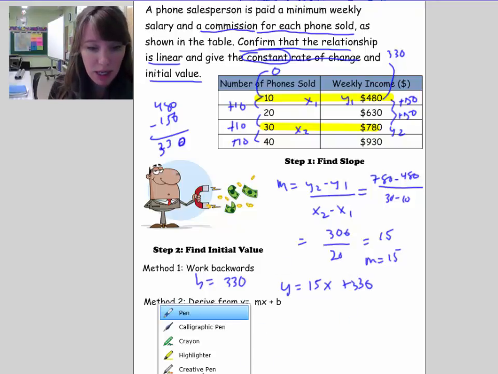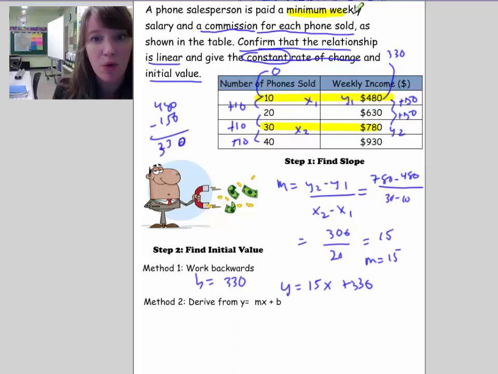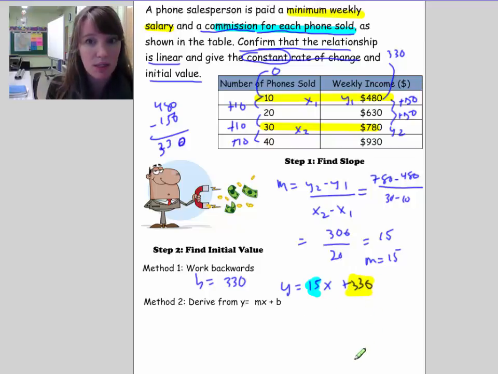So from here we can actually pick out his minimum weekly salary, right? His minimum weekly salary is the initial value. Before he sells any phones, he gets $330, right? And then his commission for each phone, we can pick out from the slope here, because the number of phones sold is the x. So that means the commission is $15 per every phone. So you take the number of phones he sold and multiply it by 15 in order to get his commission. All right, so here we can just pick up an answer. If we were ever asked what is his weekly salary and what is his commission, we can pick them out from the y-intercept and the slope respectively.